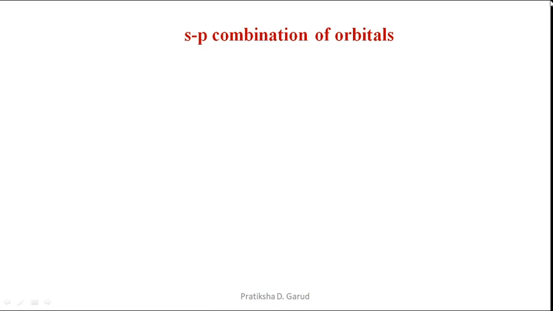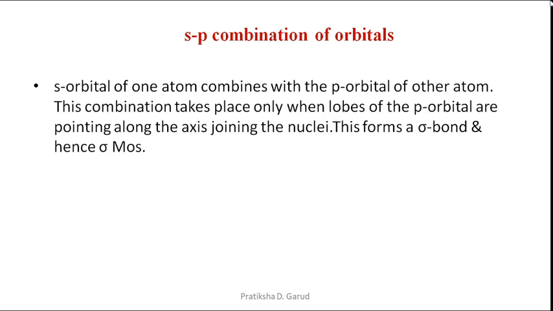As the name suggests, there is one S orbital and one P orbital. There are two atomic orbitals. Two atomic orbitals will be converted into two molecular orbitals. Out of the two molecular orbitals, one is bonding and the second one is the anti-bonding. So the S orbital of one atom combines with the P orbital of the other atom.